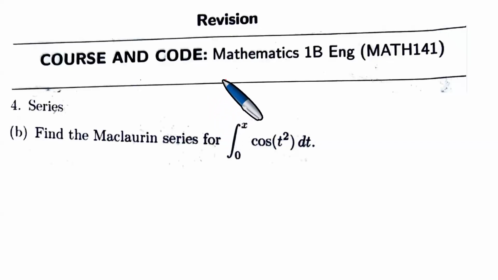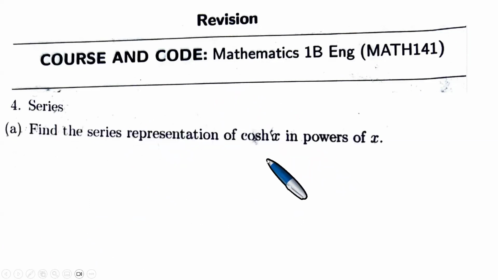In this lesson, we shall look at Mathematics 1B, our Math 141. We shall be looking at the Maclaurin series for this particular expression. So to look at the Maclaurin series for this particular expression, what we're going to do is go back to part 7 for this cosine of t squared, 0 to x.